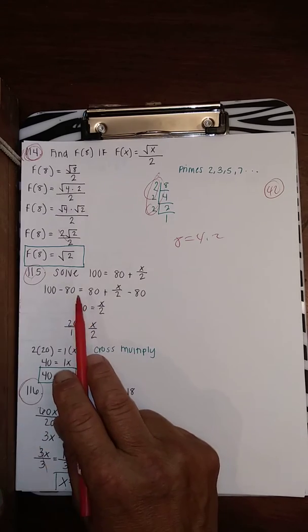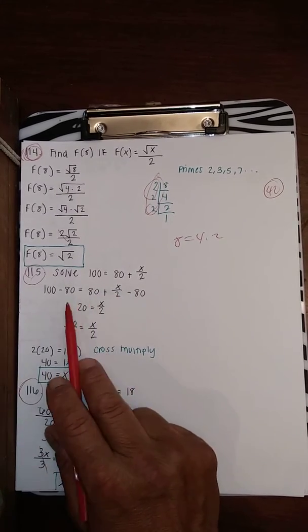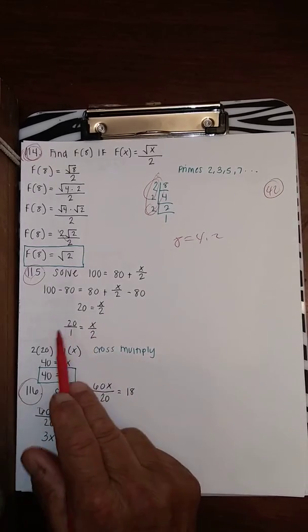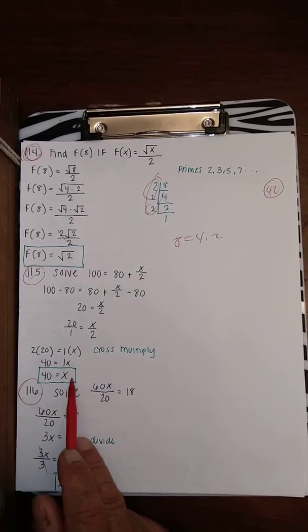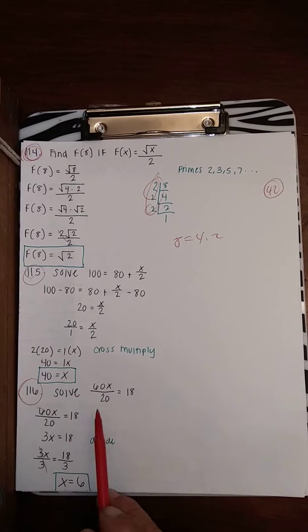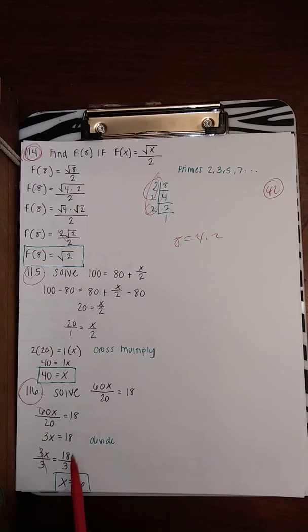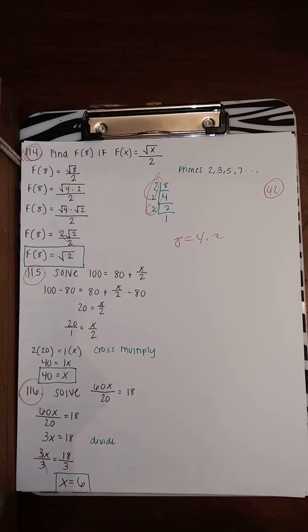This one. Subtract 80, subtract 80. So now we have 20 equals x over 2. Let's cross multiply these numbers. 2 times that is 40. 1 times that is 1x, so x must be 40. Can I divide these numbers first? Let's see. Does this divide this? Yes, 3x, 18. Divide by 3, divide by 3, so x must be 6.